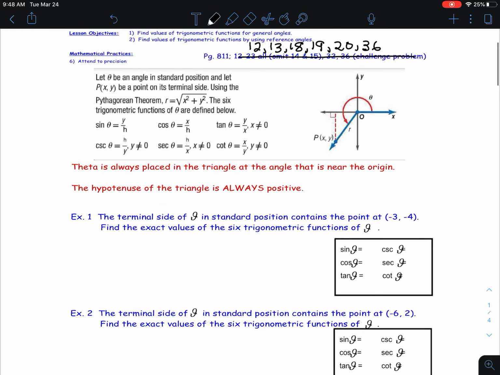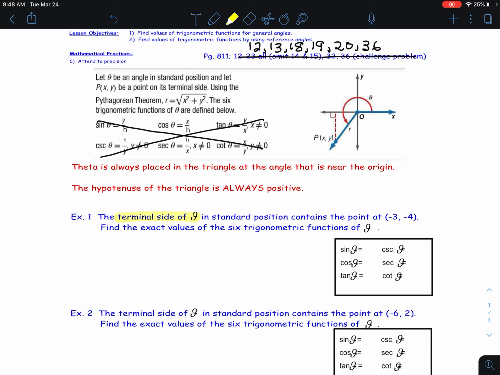In fact, there's nothing wrong with this material up here, but I'm just going to have us draw little sketches of these particular problems. So I'm just going to start with the first problem here. We'll dive in. It says the terminal side of theta in standard position contains the point -3, -4. Okay, and here's what that means.